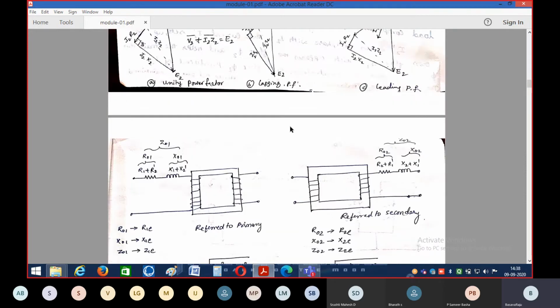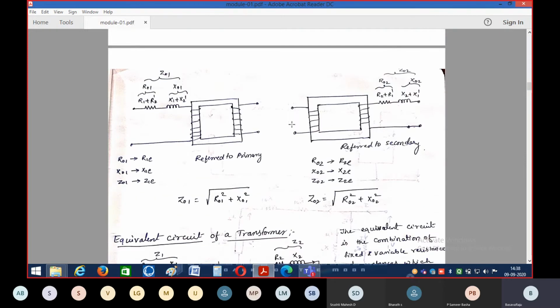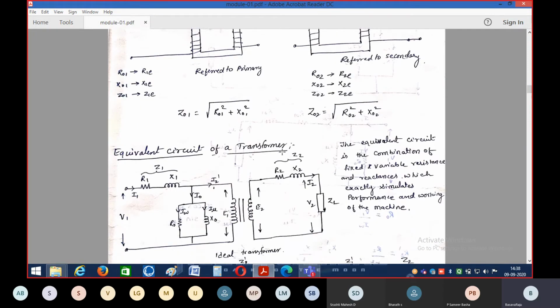Okay, so now we will discuss the equivalent circuit of the transformer. Before going to derive or develop this equivalent circuit, let us know how to shift one winding resistance to the other. That is, I want to represent the secondary parameters in the primary circuit. Similarly, I want to represent the primary parameters in the secondary. That concept we will discuss.